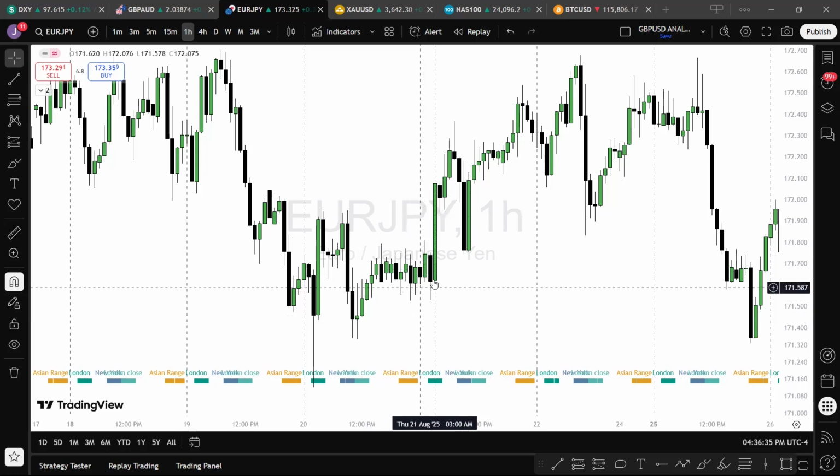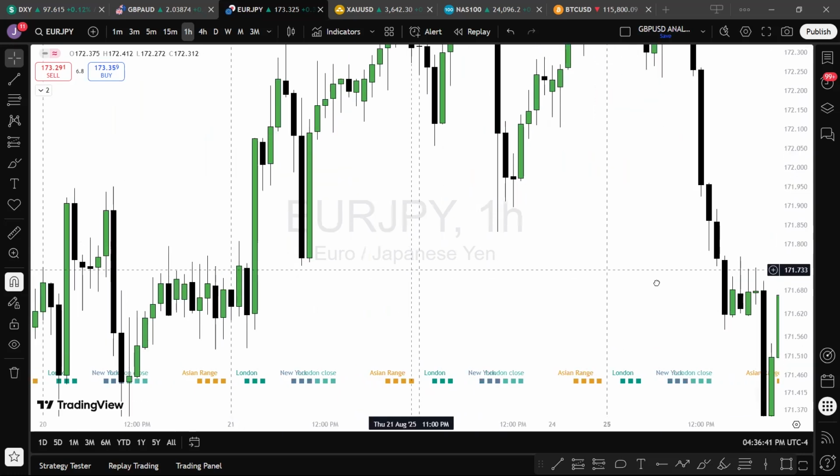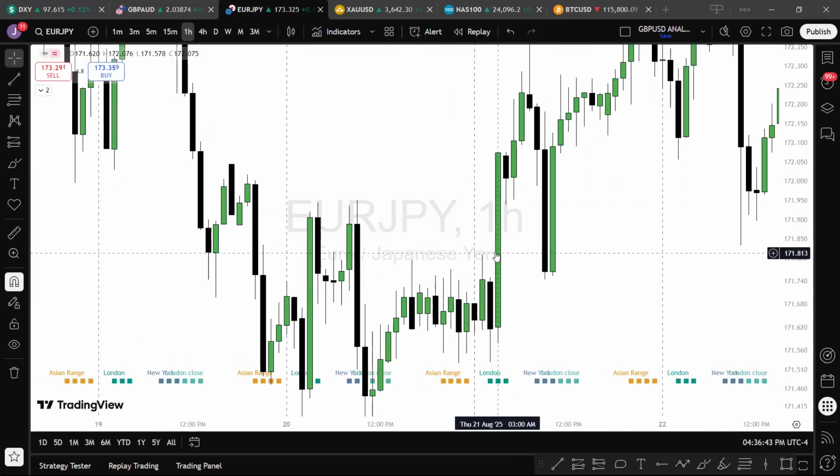Now, if you look at how price broke away from this range, you can see that it left a fair value gap. So I'll expand so that we'll see it. So as it broke, it left a fair value gap, telling you that there is speed and momentum here.